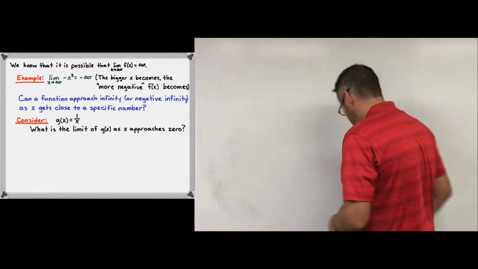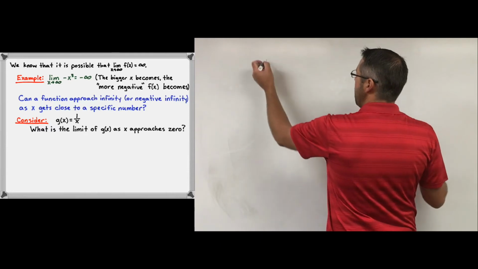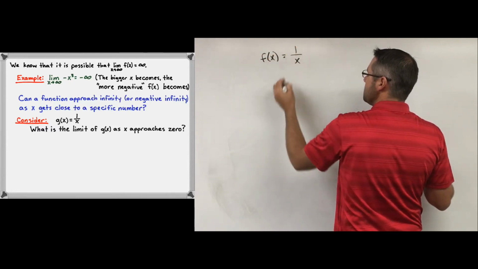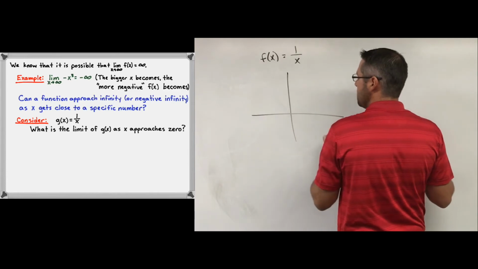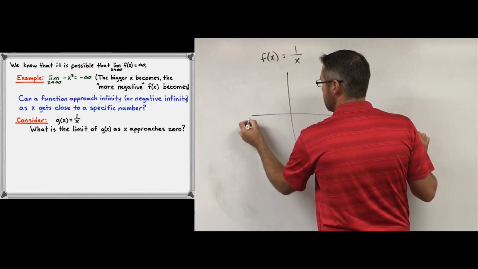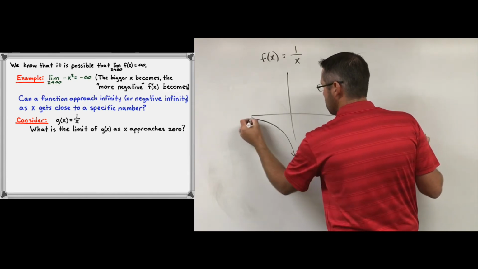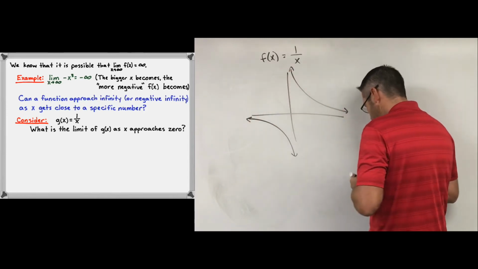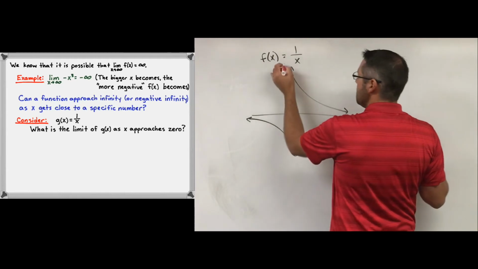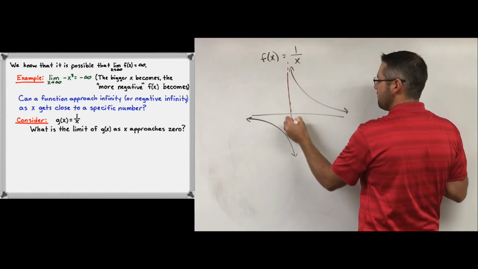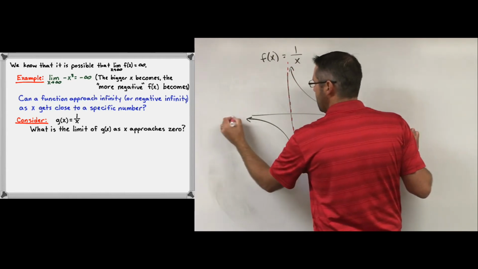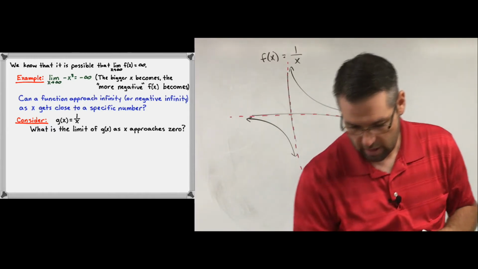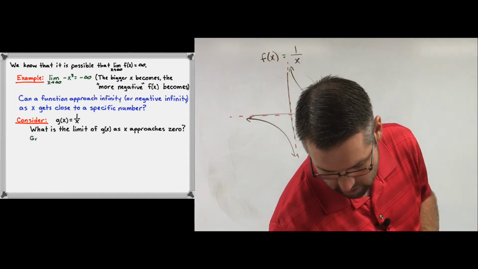If I were to graph 1 over x, we would see something like this. You should be familiar with this function. And you should recognize that this has a vertical asymptote and a horizontal asymptote. So vertical asymptote of x equals 0 and a horizontal asymptote of y equals 0.